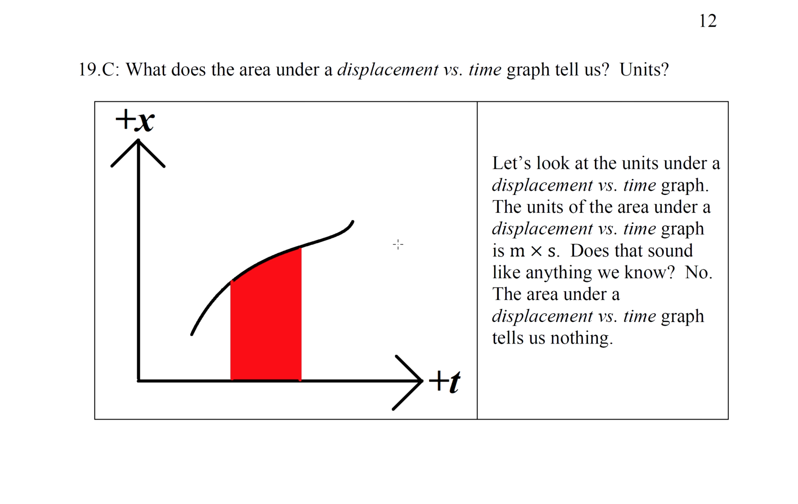Question 19, what does the area under a displacement versus time graph tell us? Well, its units is going to be meters times seconds. Meters times seconds is something we don't know anything about, so it doesn't tell us anything.